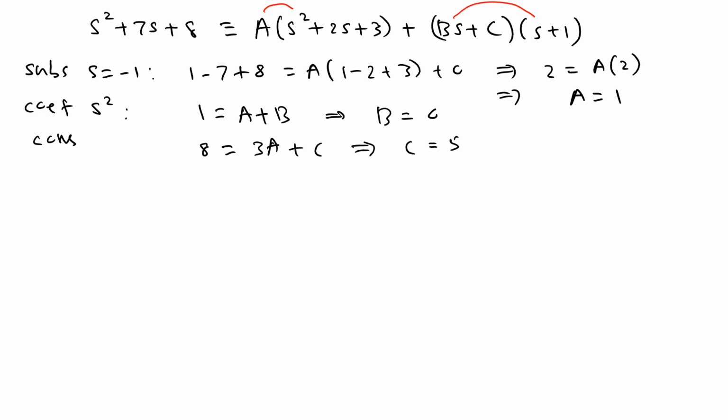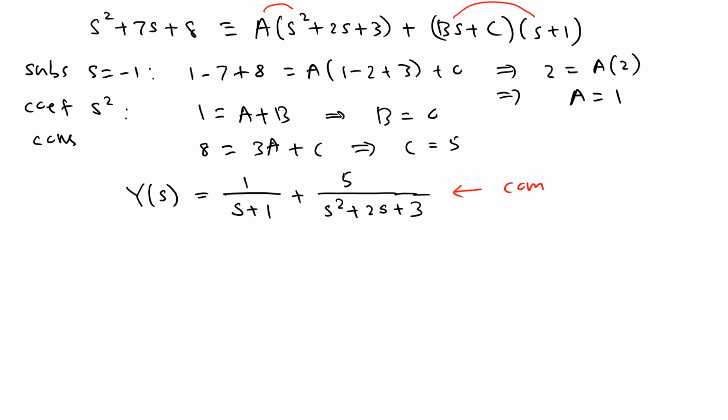Now plugging in, that means your Y(s) is simply 1 over s plus 1, plus B is 0, C is 5, so 5 over s squared plus 2s plus 3. So now that's the step. What we're going to do is complete the square here. So, complete the square.